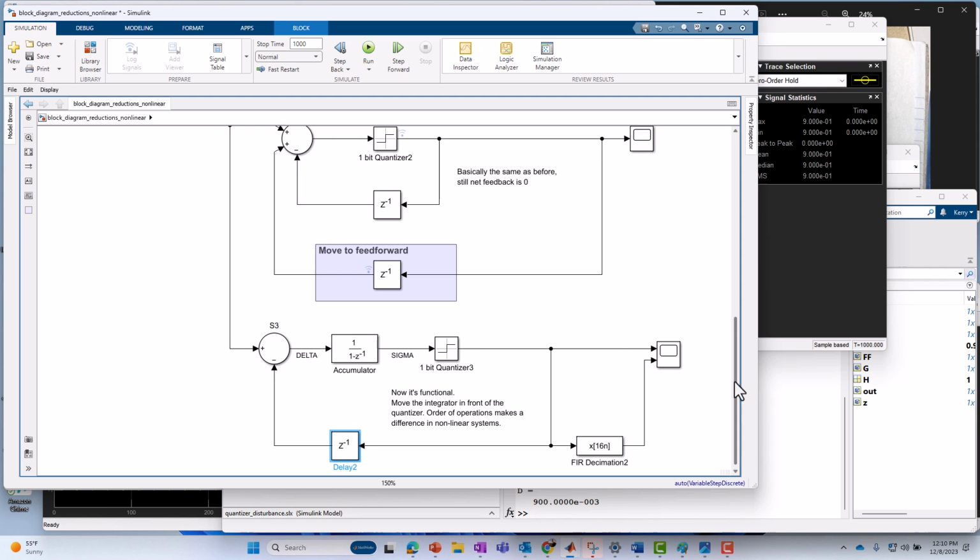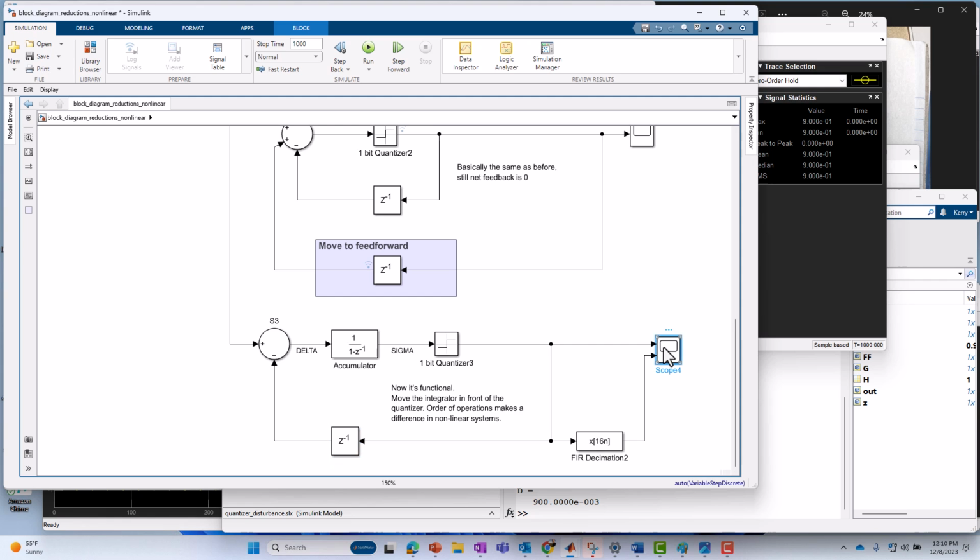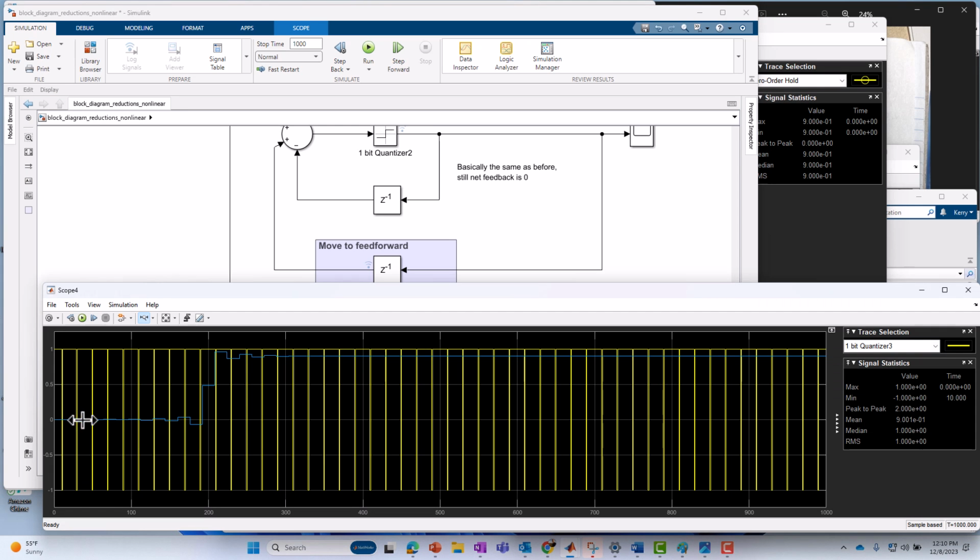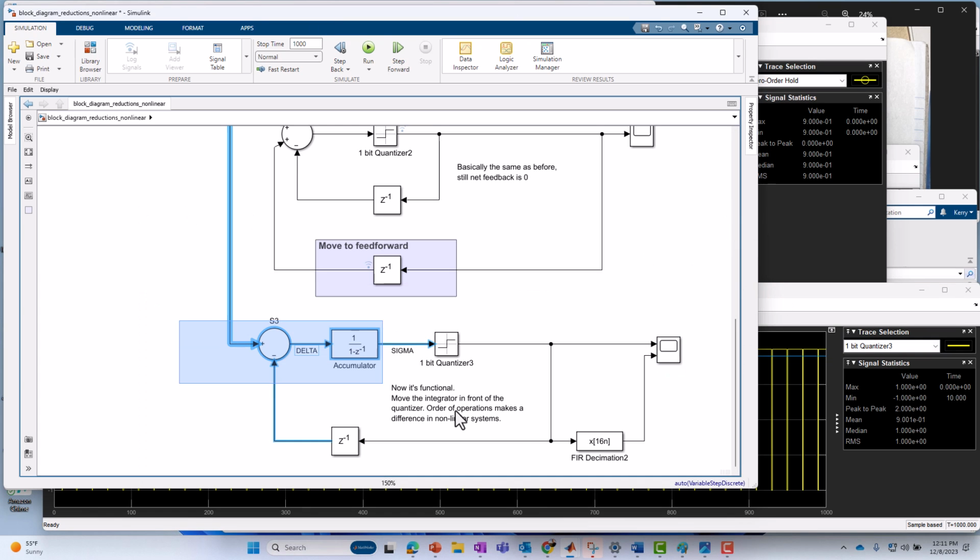When we do that, it does preserve the functionality of our original system. Here you see the output of the decimator approaching the value of the input signal, 0.9, right here quite accurately. So this is essentially the final result right here. This is the one that works.